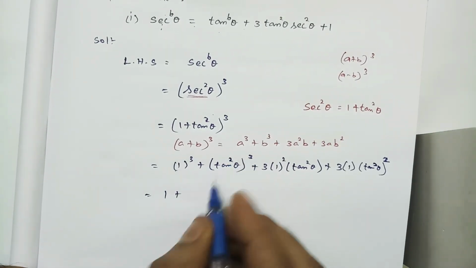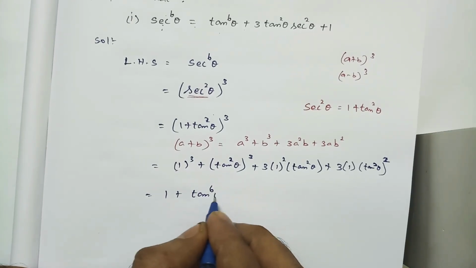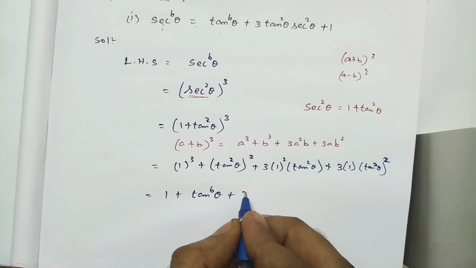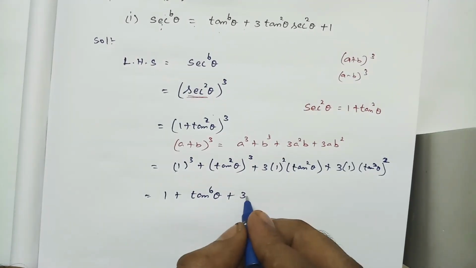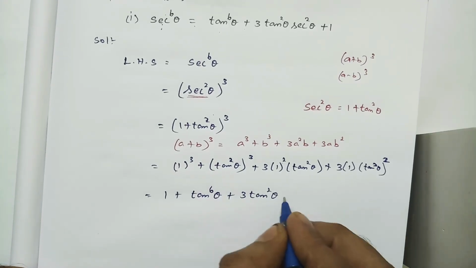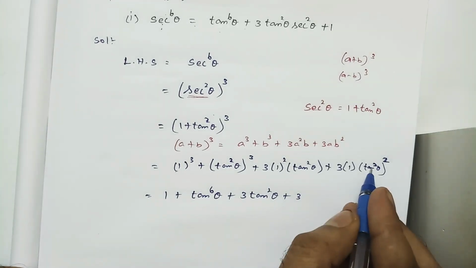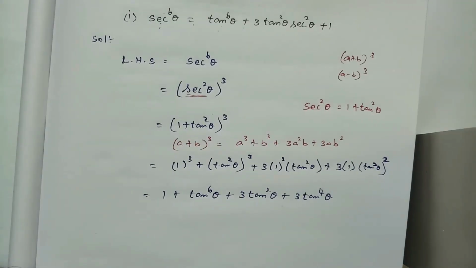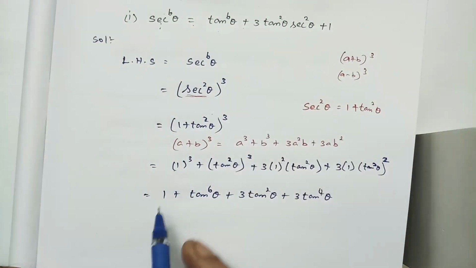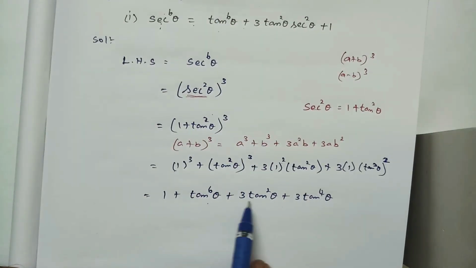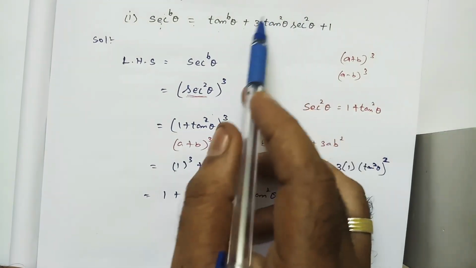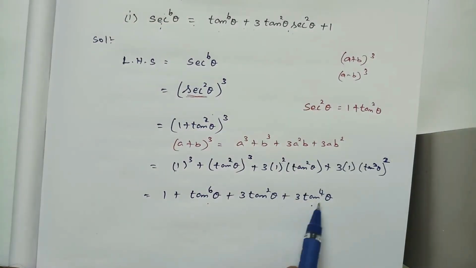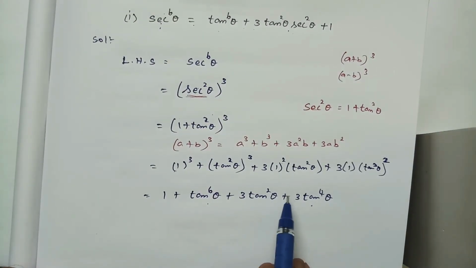So 2 into 3 is equal to 6. Tan power 6 theta, right? 1 plus tan power 6 theta plus 3 into 1 square, 3 tan square theta, plus 3 into 1, 3 tan square theta the whole square, it is nothing but tan power 4 theta. I already told you that we have to compare with the RHS. See, one we got it, tan power 6 theta. But still we are having two terms, but here only one term. What is the term? 3 tan square theta into sec square theta. So better we can take the common term outside and we can simplify.